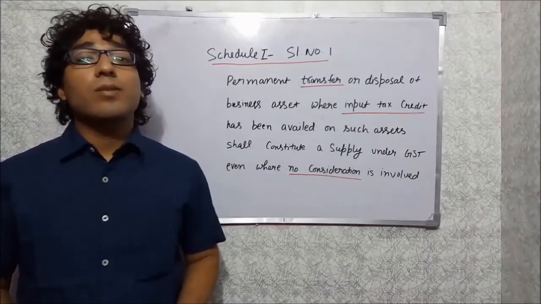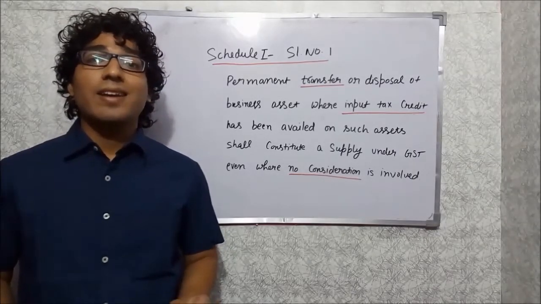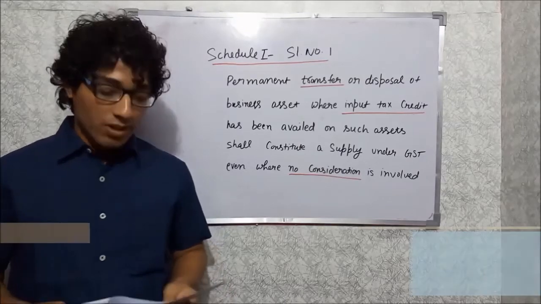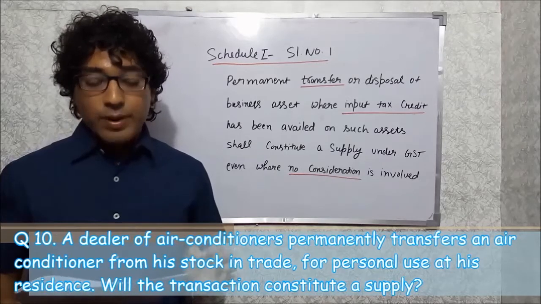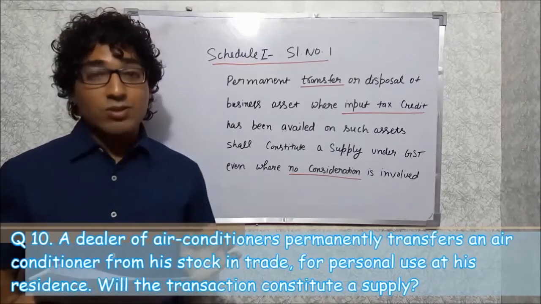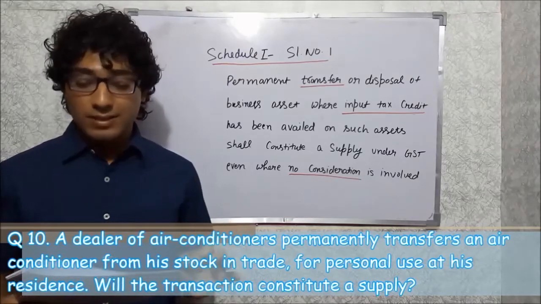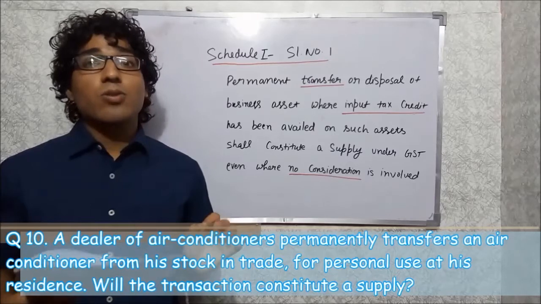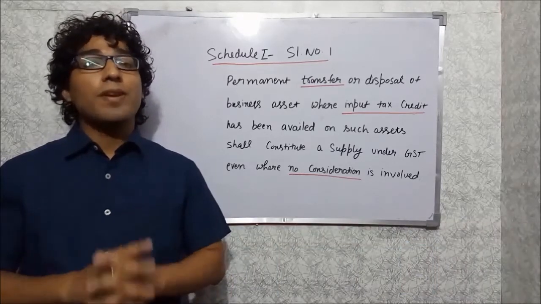And the next question is also very practical, and most of the people will find that it is for them. So the question is, a dealer of air conditioner permanently transfers an air conditioner from his stock in trade for personal use at his residence. Will the transaction constitute a supply? So it is a very popular and very common example.